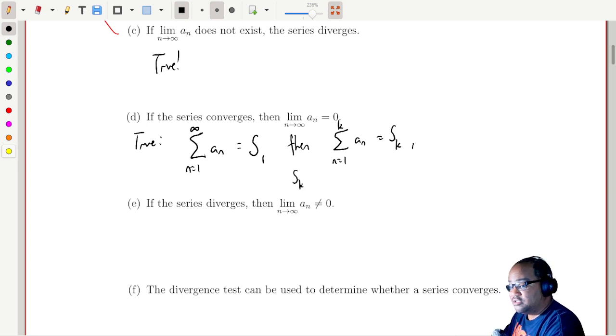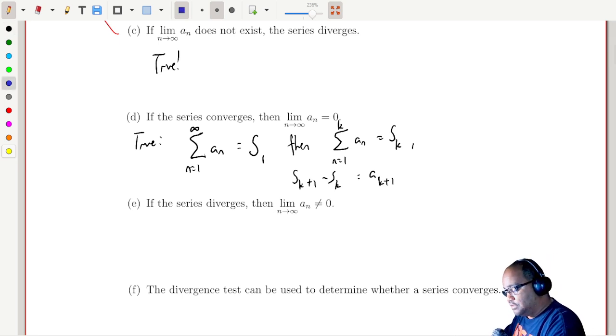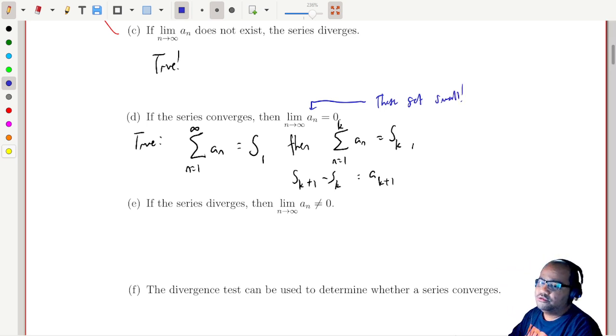And now look at two successive partial sums, s_{k+1} minus s_k. You can kind of write this out for yourself, but you can see that you just get the next term. But we know that the sum converges, so the idea is that these terms get small.